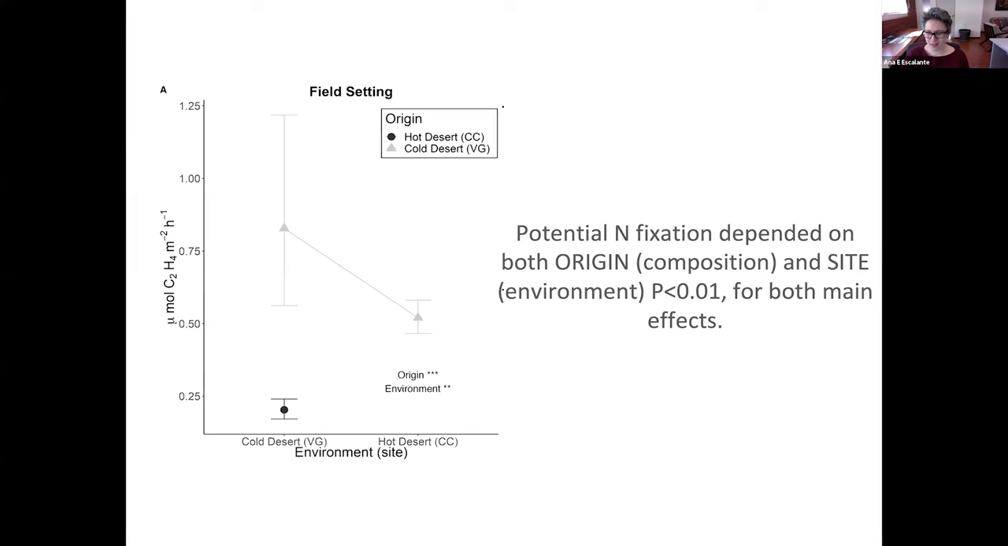So we see that here we lost a lot of the samples in the transplanting, so we cannot have this part of the graph. We could not do that, but still we could conduct some statistics. And what we can see is the potential of nitrogen fixation depended on both the origin or composition and site or environment, and for both main effects. So it is the third scenario of those hypotheses.